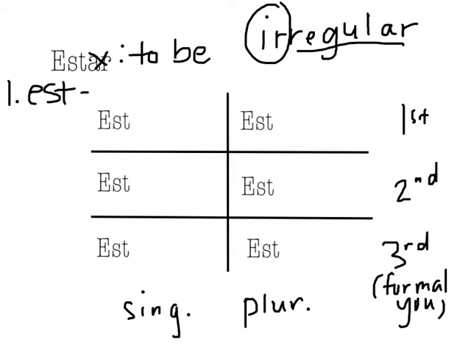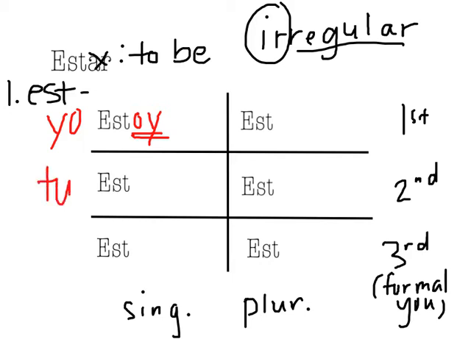As we conjugate, I want you to be thinking about what subject pronoun goes with this. So in this box, we'll be saying yo estoy. This is the first reason that estar is irregular, because estoy isn't the usual way to conjugate this. Usually you just have the O, but here we have yo estoy.